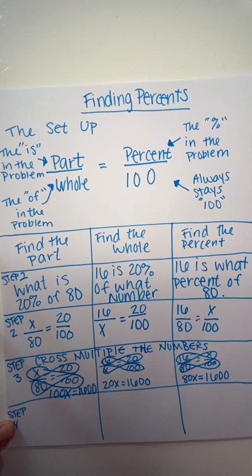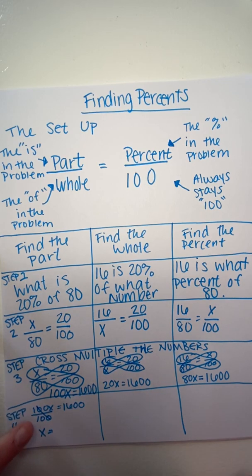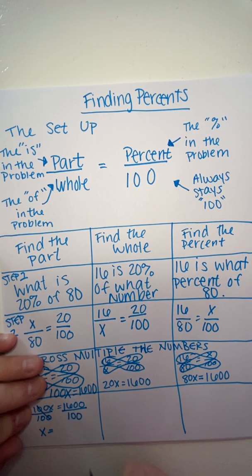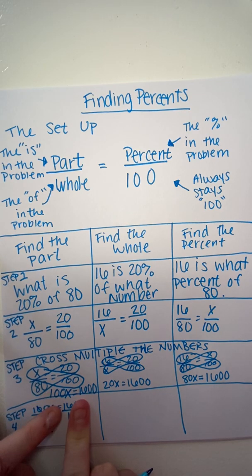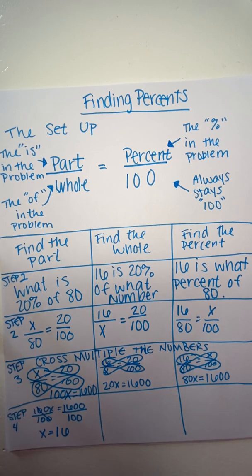And your last step is to divide. So 100x, remember we have to get x by itself. So I'm going to divide each side by 100, because remember 100 divided by 100 is 1, and we don't have to put a 1 in front of our variable. I've got to do the same thing to the other side. So 1600 divided by 100. Remember, take off the zeros. And I have 16 divided by 1, which gives me 16.